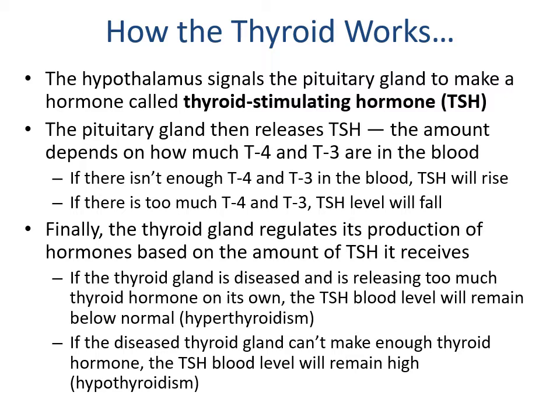Now, finally, the thyroid gland regulates its production of hormones based on the amount of TSH it receives. So if the thyroid gland is diseased and is releasing too much thyroid hormone, then TSH levels again will fall below normal and we'll see hyperthyroidism. And if the diseased thyroid gland can't make enough thyroid hormone, then TSH levels continue to remain high and the alarm clock continues to ring as no one's actually answering the alarm clock. And this is what we see with hypothyroidism.